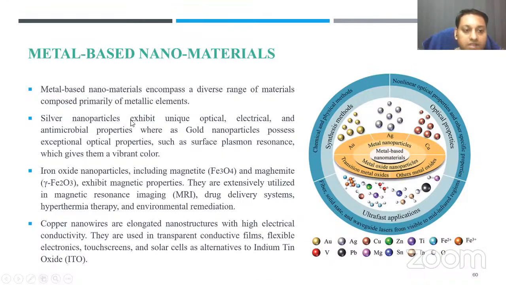And also the silver nanoparticles exhibit unique optical, electrical and antimicrobial properties, whereas gold nanoparticles possess exceptional optical properties such as surface plasmon resonance. Iron oxide nanoparticles, including magnetite and maghemite, exhibit magnetic properties because they are iron oxide nanoparticles. They are extensively utilized in magnetic resonance imaging, drug delivery, hyperthermia therapy and environmental remediation. Copper nanowires are elongated nanostructures with very high electrical conductivity.